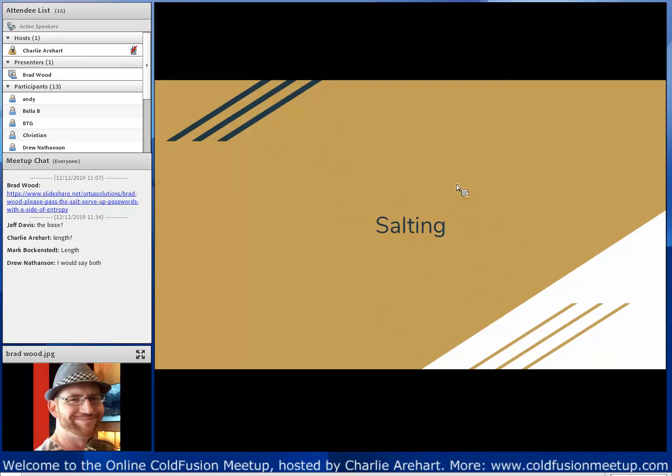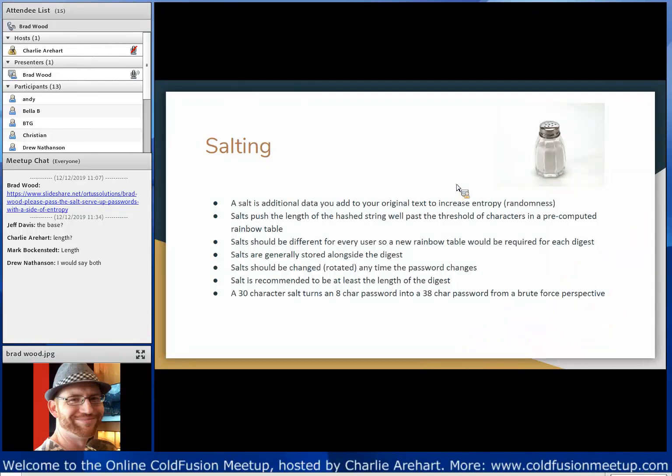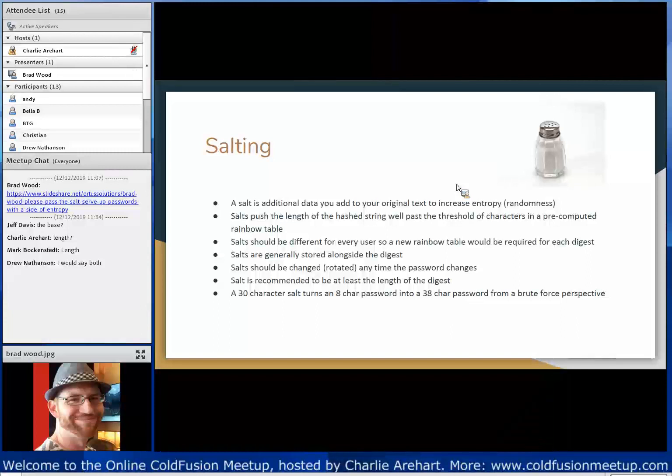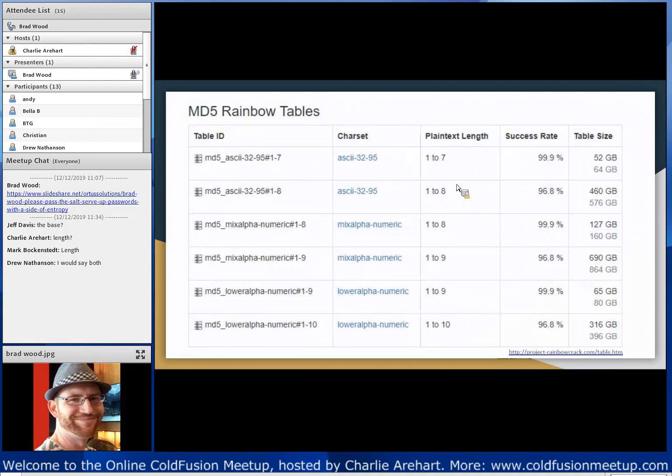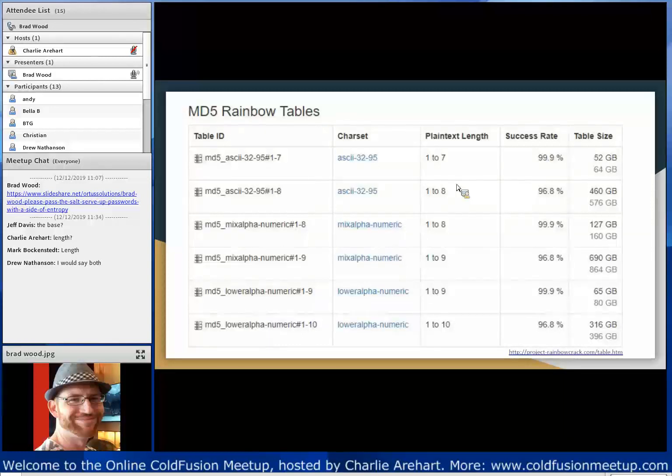So let's talk about salting. Salting is additional data. You add it to the original text to increase the entropy, or the randomness, right? So the salt pushes the length of the hash string well past the threshold of the characters in a pre-computed rainbow table. These rainbow tables here cover passwords of about 7 to 10 characters long, right? If you want to allow a user to put in a password that's only 8 characters, what if you add, say, 30 characters of random data onto the end of their password before you hash it? That's now a 38-character password.